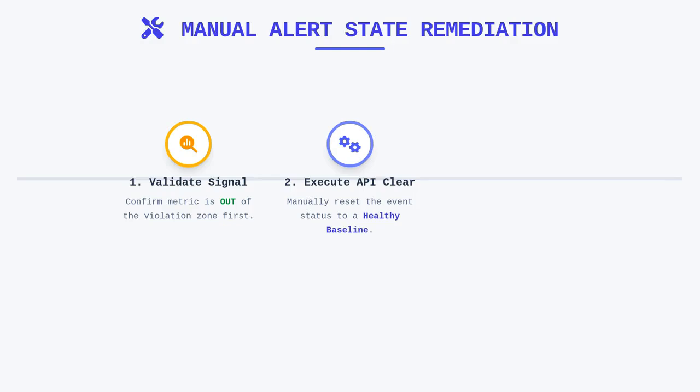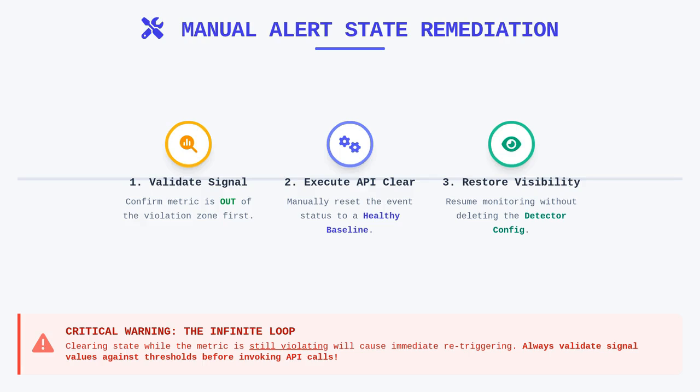Before attempting this, however, you must ensure that the underlying issue causing the state to stick has been resolved within the metric stream itself. If you clear a state while the metric remains in the violation zone, the detector will immediately re-trigger, leading to an infinite cycle of manual resets that does not address the underlying problem.